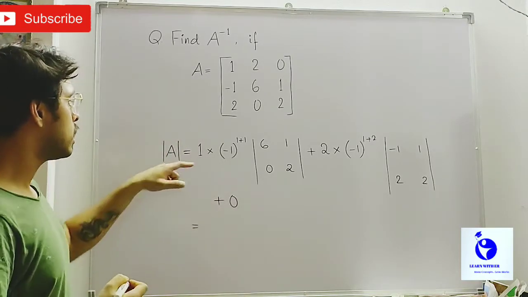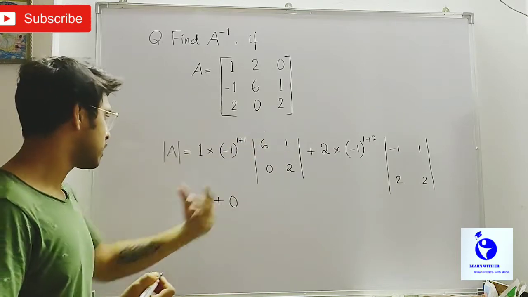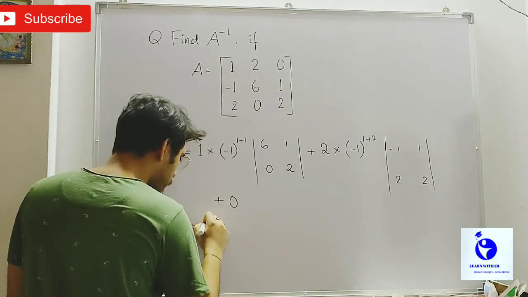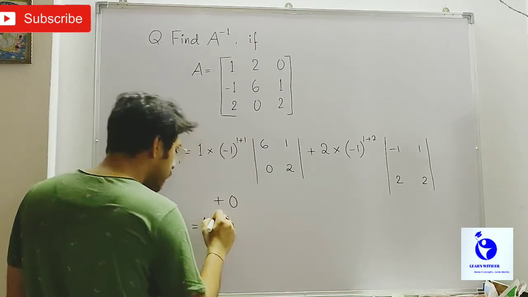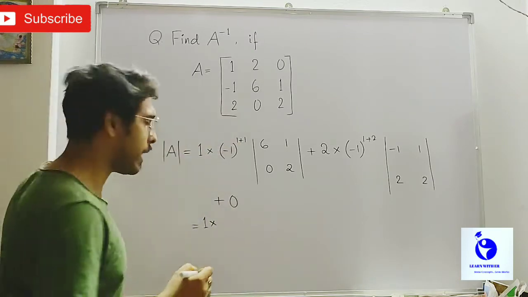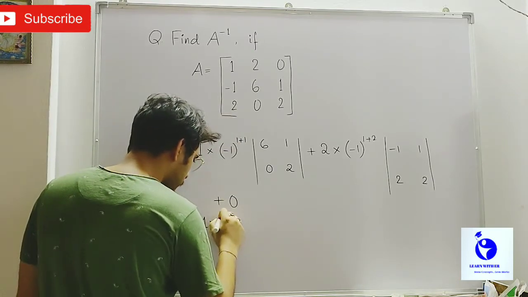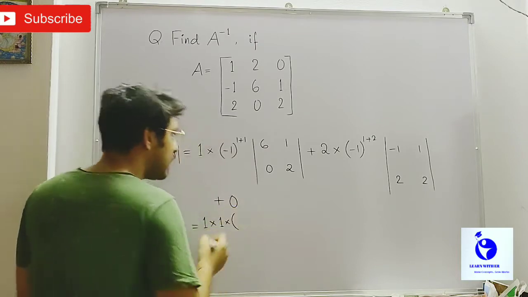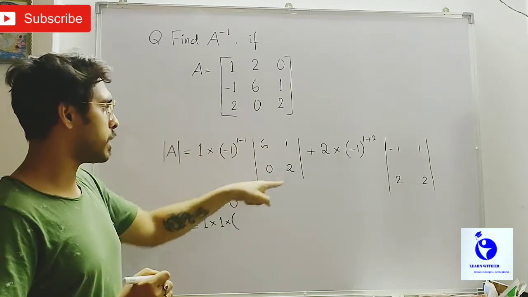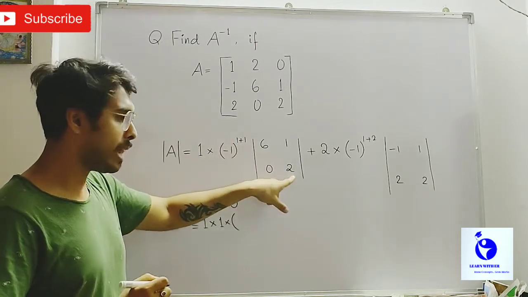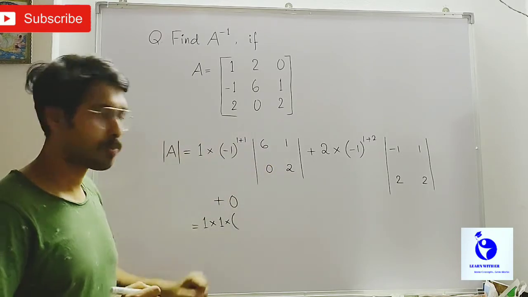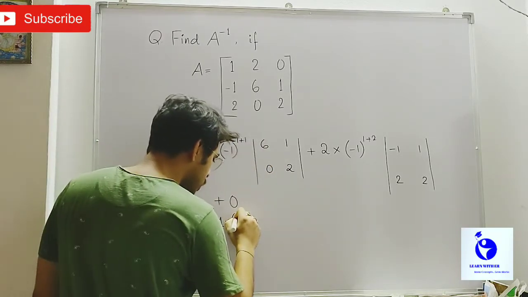Now what we are doing? Now we will be breaking the things. So the first one is 1 multiplied by minus 1 to the power of 2, that is again 1, multiplied by the determinant of this particular thing. So that will be 6 into 2, 12, minus 0 into 1, that is 0. So 12 minus 0, that is 12.